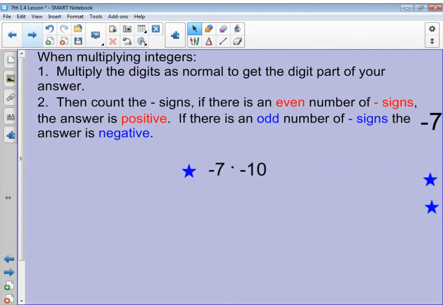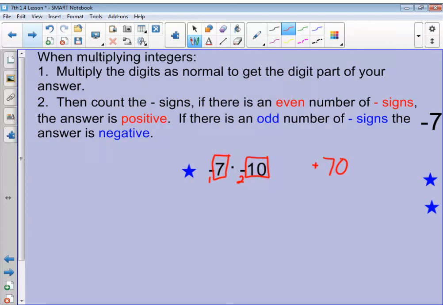Okay, here I use the same digits, so the multiplication part is going to be easy. So remember, we're going to multiply the digits by themselves first. 7 times 10 is 70, so I got the same digits as the last one. Now I'm going to count my negative signs. There's 1, 2. That's an even number of negatives. And since we're multiplying, that's why we get to count the negatives. So even means it's a positive 70. So here, negative 7 times negative 10 is positive 70.